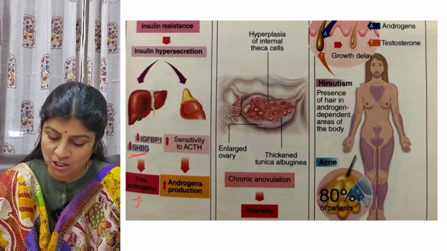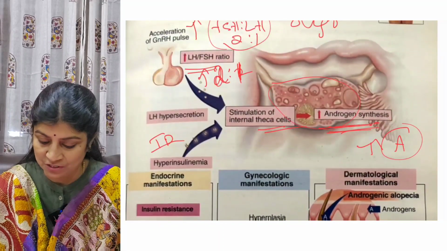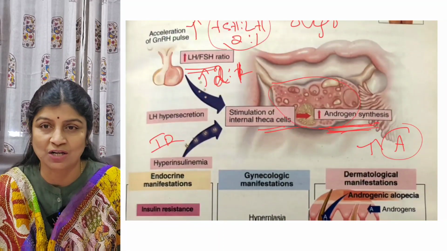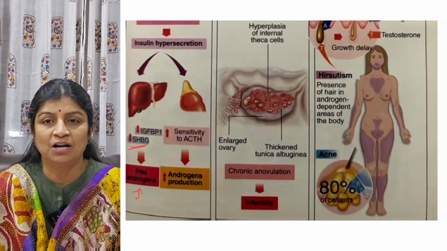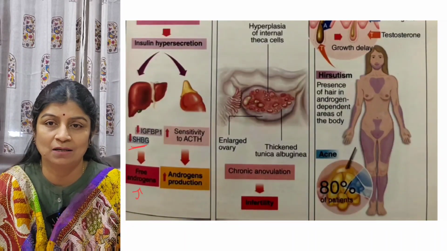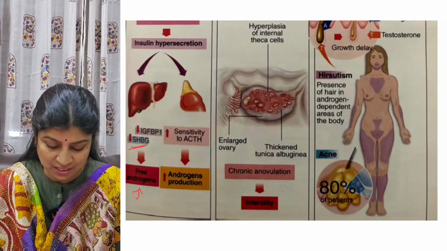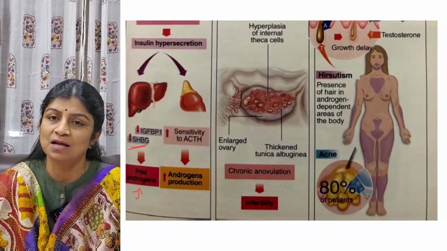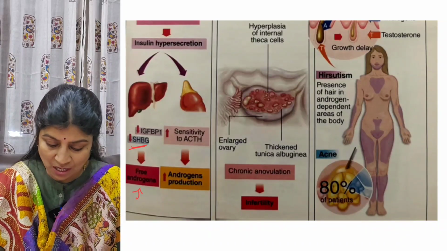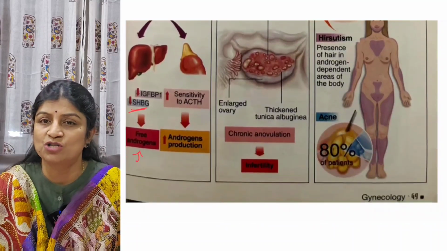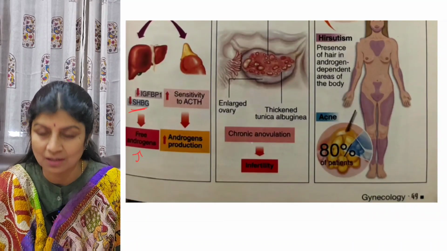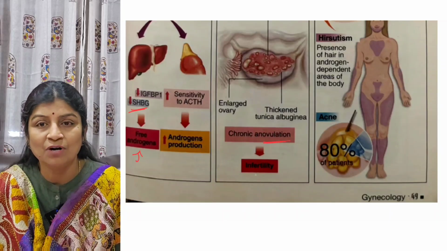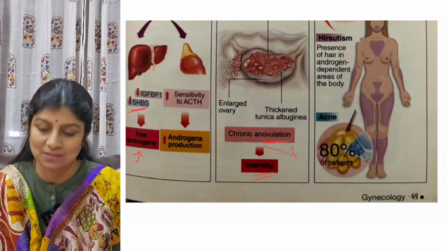So not only is the production disturbed, causing hyperandrogenemia, but even the binding part is defective, with defective binding to the globulin, which increases the free androgens. The net result is hyperandrogenemia. So what does it cause? It can cause chronic anovulation again and results in infertility and irregular cycles.